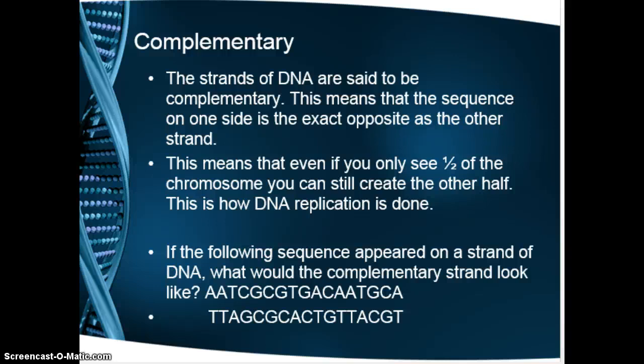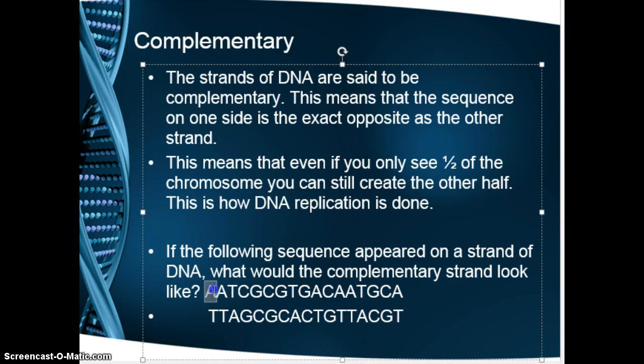So if we look at this, if the following sequence appeared on a strand of DNA, what would be the complementary strand? What would it look like? And again, for these, you always want to focus on how these are paired. Remember, A only goes with T, and G and C go together. So if you have an A on one side, it means you're going to have a T on the other side. If you have a T on one side, it means you're going to have an A on the other side. And again, the whole basis for replication is this idea that the DNA strands are complementary of one another.